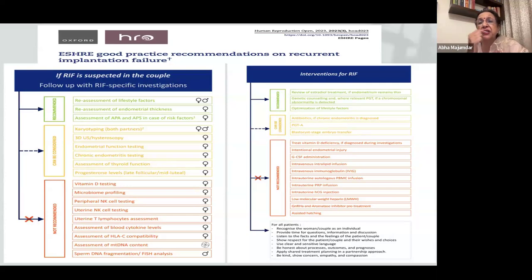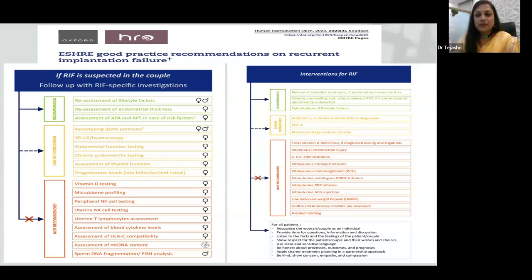Okay, very good. Tejashree, what were you asking? Ma'am, I was just wanting to know from you, for the benefit of the audience, if some patient comes from a different center with multiple implantation failures and you feel that there were good quality blastocyst transfers that failed, what would your prescription look like? What would you advise them?